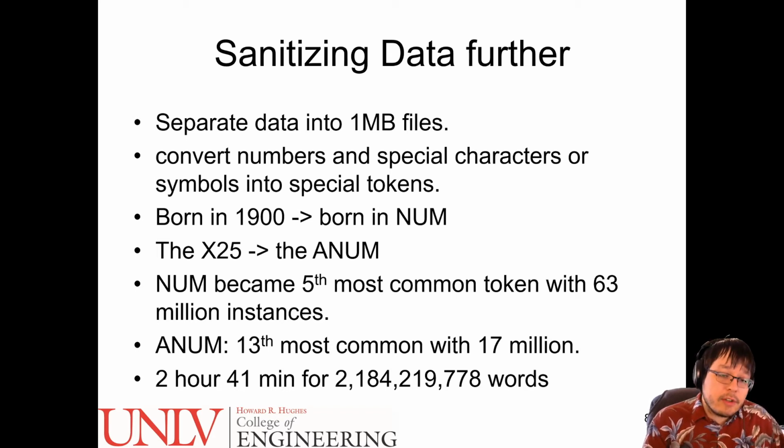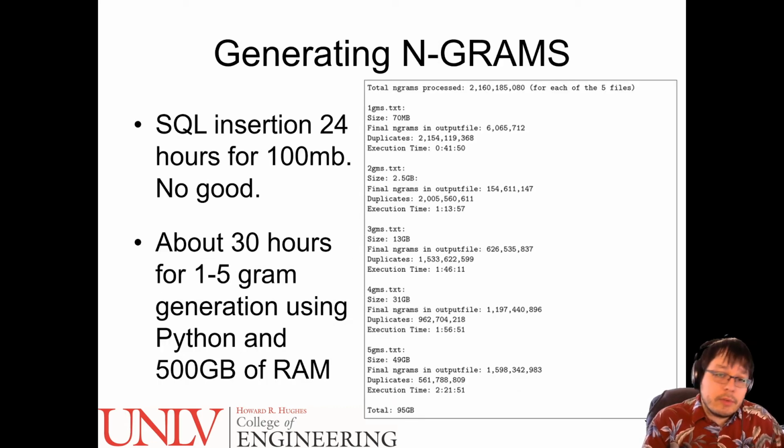And the reason why it's a good thing to combine is because when it talks about context-based, if we have something in the form of born in 1990, it's better to say born in num, because if we say born in 1990 or born in 1983, both of those mean the same idea of some sort of birth date. And so when you're doing natural language processing, this is a very useful concept. And so this process of sanitizing took an additional 2 hours and 41 minutes.